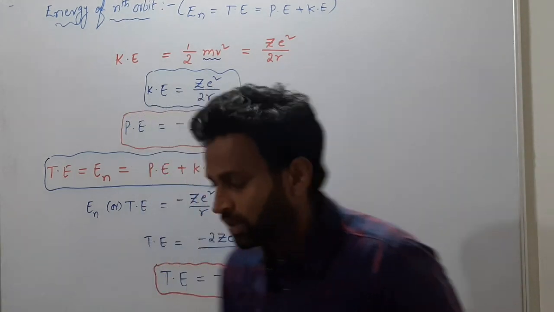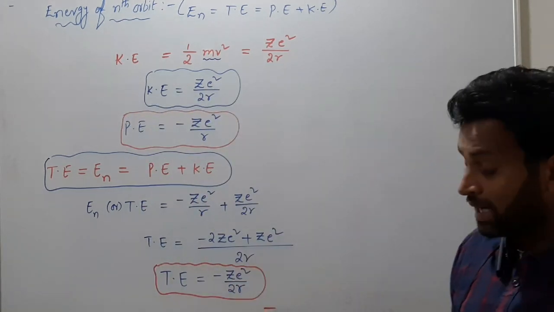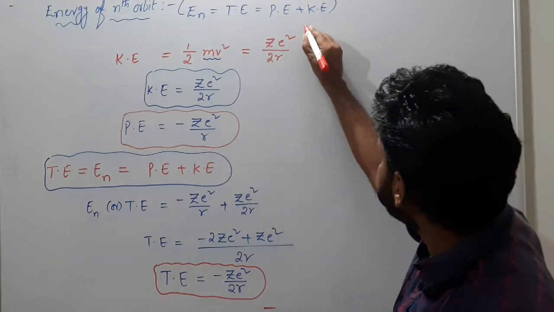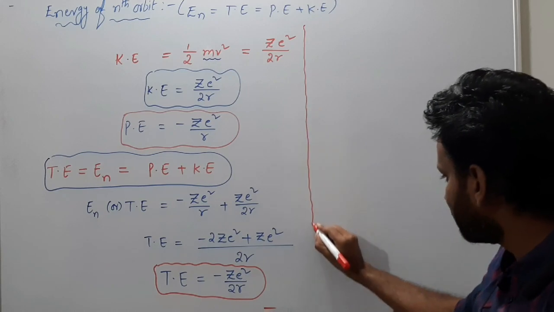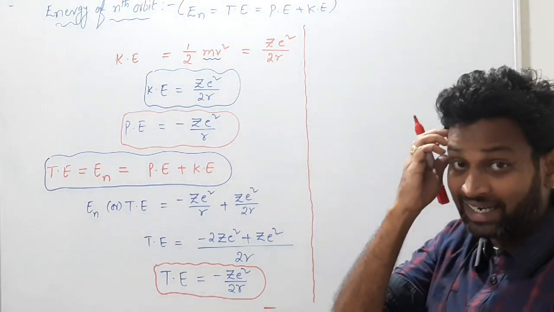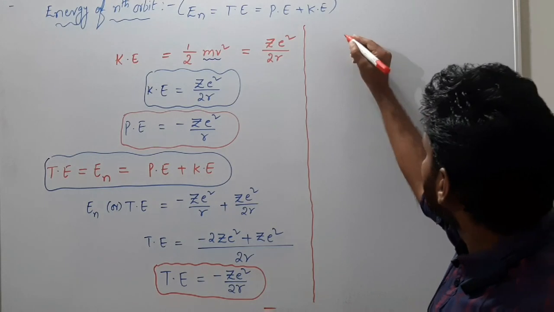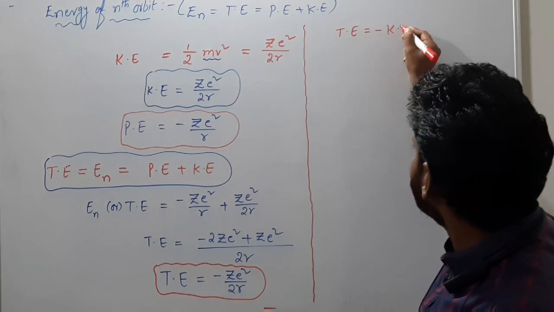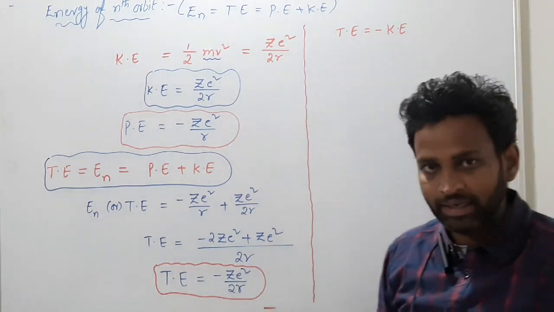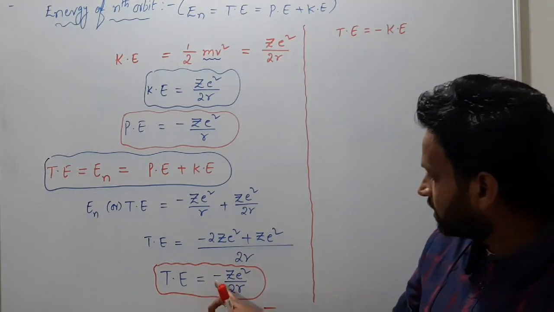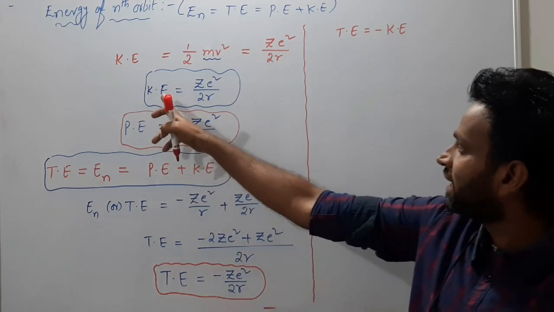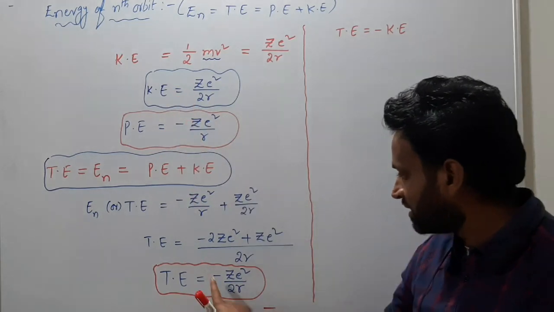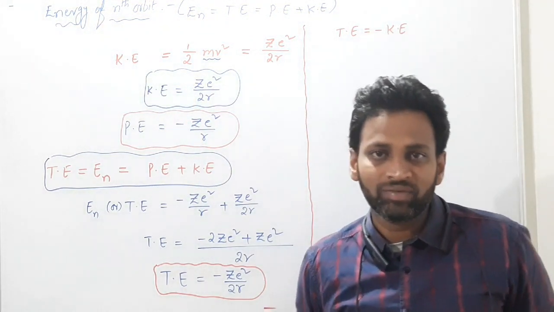What is the total energy formula? Total energy is equal to minus Ze square by 2r. Okay, so what are the relations now between this total energy and kinetic energy? So now you can say total energy is equal to minus kinetic energy. Can I write like that? Because total energy is minus Ze square by 2r and kinetic energy is Ze square by 2r. What is the difference between kinetic energy and total energy? Only the negative sign is the difference.